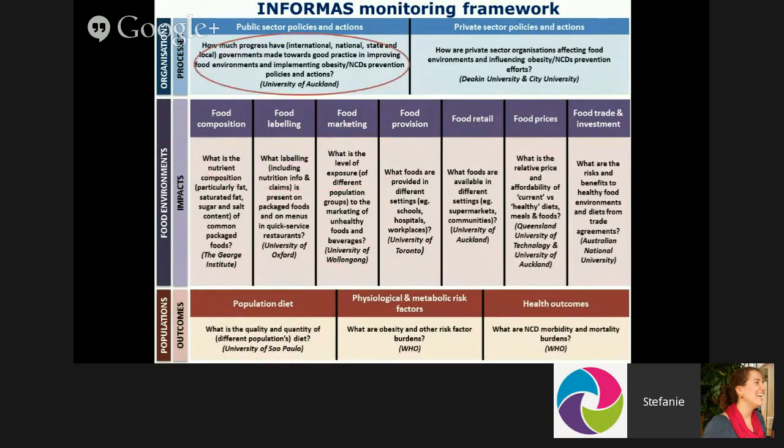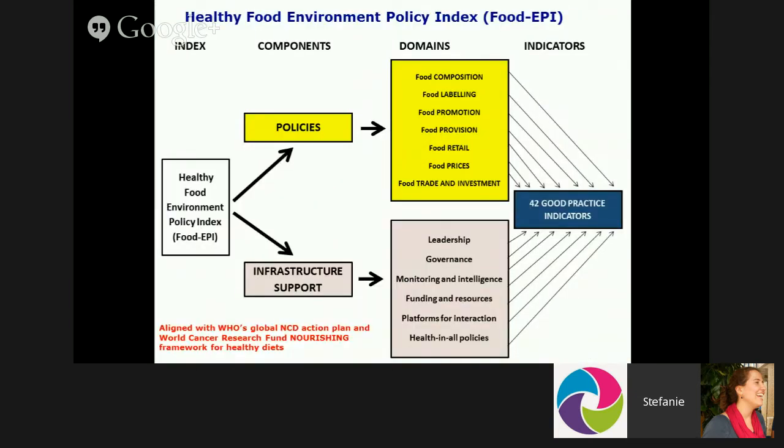I'm going to quickly zoom in on one of the modules, the public sector one. INFORMAS has developed a tool, the Healthy Food Environment Policy Index, to assess the extent of government policy implementation on food environments against international best practice. The Food-EPI comprises a policy component with 7 domains and an infrastructure component with 6 domains, as you can see on the screen, mainly related to leadership, governance, funding, health in all policies, for example.